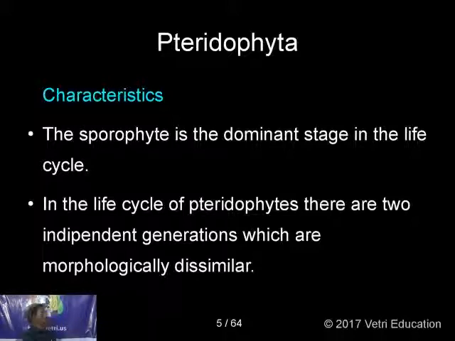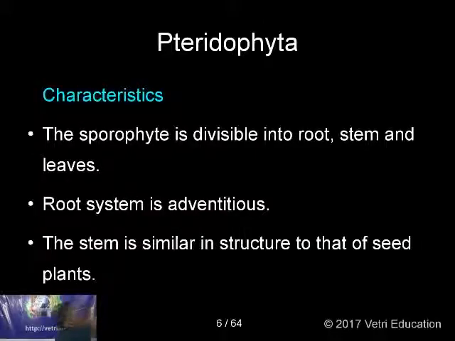Regarding the characteristics, the sporophyte is the dominant stage in the life cycle, whereas in Bryophyta the gametophyte is the dominant phase. In this life cycle there are two independent generations. In Bryophyta the sporophyte is dependent upon the gametophyte, whereas here the two generations are independent and morphologically dissimilar. The sporophyte is divided into stem, leaves and root.